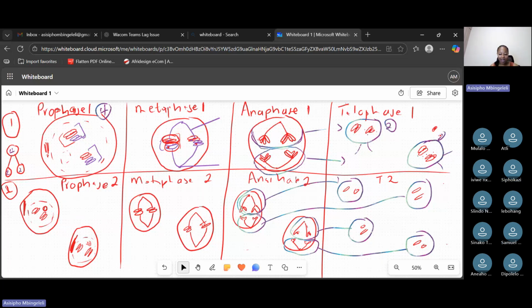In metaphase 1, it's homologous pairs of chromosomes that are arranged in the middle of the equator. In metaphase 2, it's chromosomes arranged singly. They are not in pairs. In anaphase 1, it is the whole chromosome that is pulled to opposite poles. In anaphase 2, it is the daughter chromosome or unreplicated chromosome that is pulled.